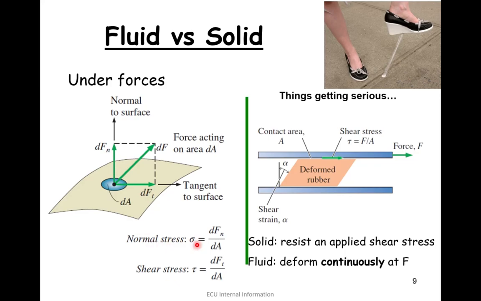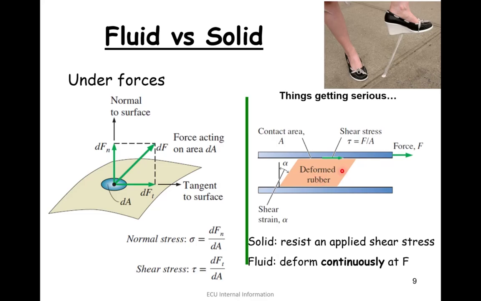The one which is normal, we call it normal stress, and we normally show it with sigma, which is normal force divided by the surface area. And we have shear force, which is tangent to the surface, and we call it shear stress.